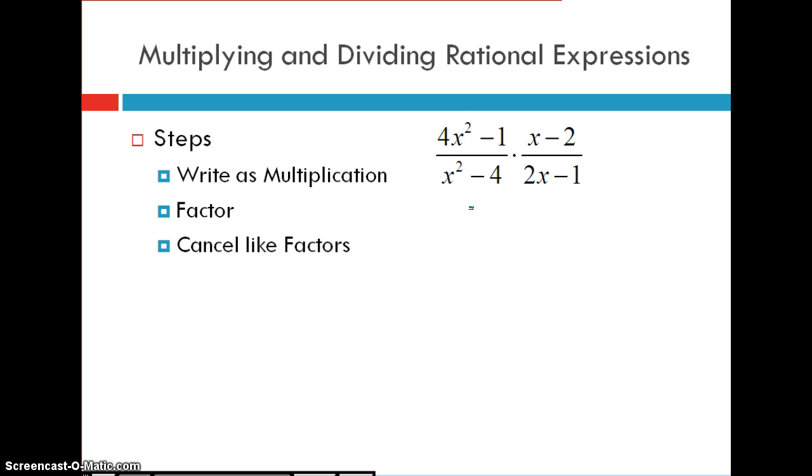Always look for a GCF first, and I'm going to start with this part, and I'm going to notice there's no GCF in that numerator. However, if I factor it, I can see that there would be a 2x minus 1 times a 2x plus 1. And then I'm going to look at the denominator in that expression, and I realize that I could have an x minus 2 and an x plus 2.